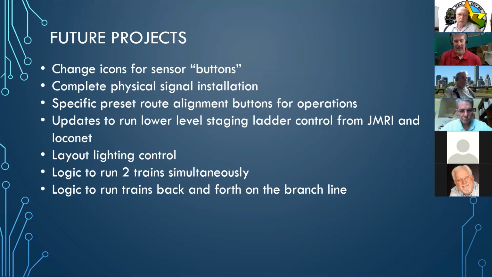And then layout lighting control, as we get into more scenery, maybe being able to turn on and off lights in buildings, non-train objects, things like that. And then the last one is a logic to run 2 trains simultaneously. Obviously, that's a challenge, and that'd be really fun to set up for continuous running during, like, the November tour or something like that. But just the challenge of doing that seems like it'd be something interesting to do.